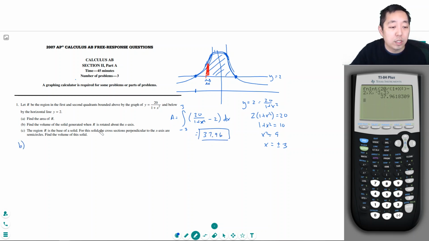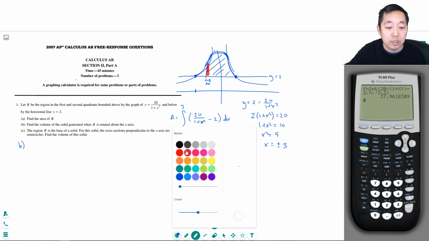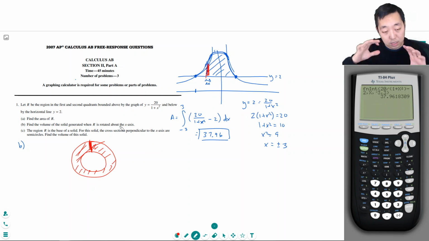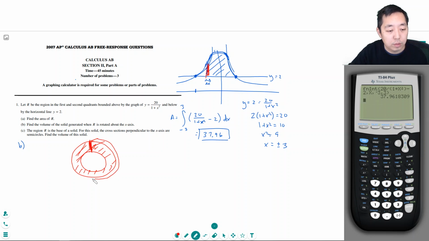Part B, find the volume of the solid generated when R is rotated about the x-axis. So now I'm going to take this rectangle, and instead of computing the area of the rectangle, it's going to sweep out a disk, right? If I think about this rectangle, it's going to sweep out a disk like this. I want to find the volume of this disk because it creates a three-dimensional solid. There's a little bit of a thickness here I didn't draw. If I draw a little bit of perspective, you can see that it has some thickness here.